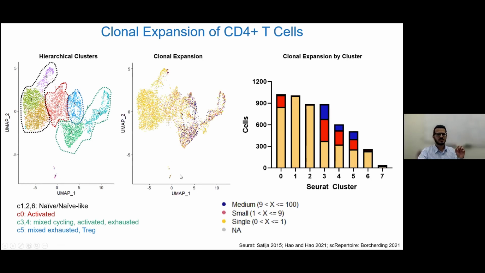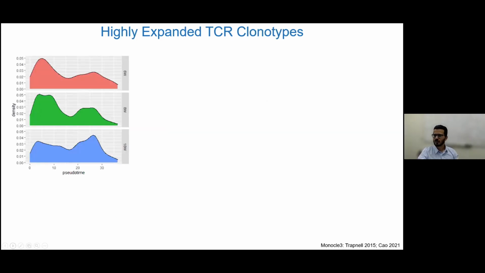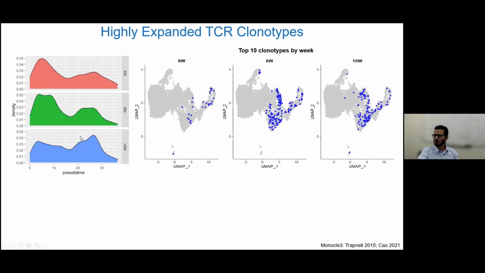And based on the TCR sequence, we can actually look at the clonal expansion of these cells. And we see that in these activated and mixed effector populations, that's where we see the highest clonal expansion. And again, this is expected because we would expect that the highly expanded clones are what are responsive to antigens. So I won't go into the pseudotime, but we can actually take the top expanded TCR clones for each week, and you can see that they fall in these more activated clusters.